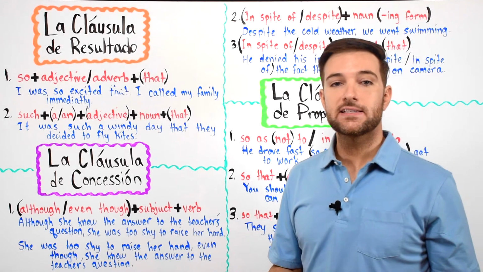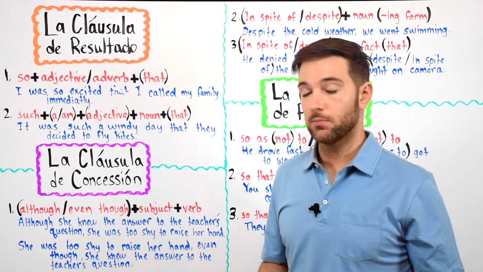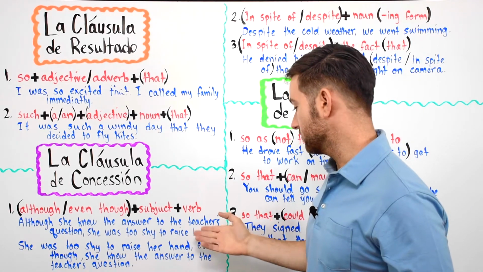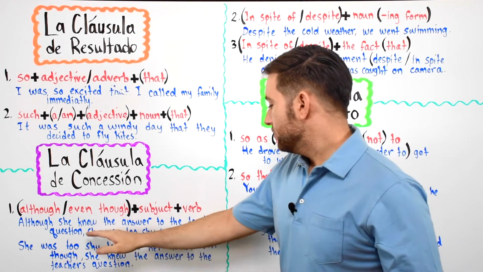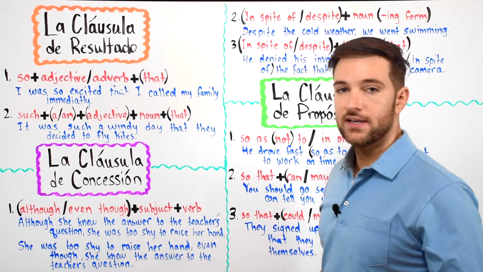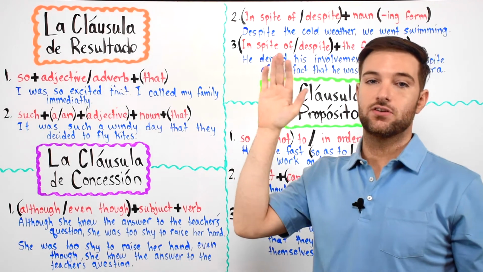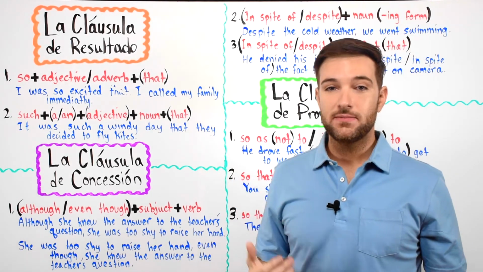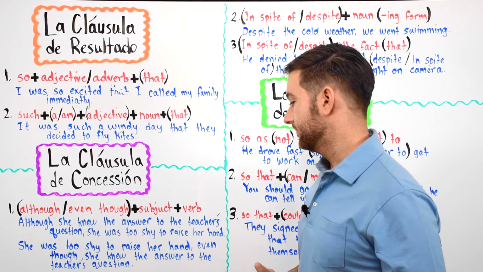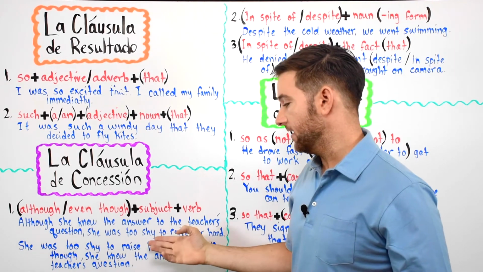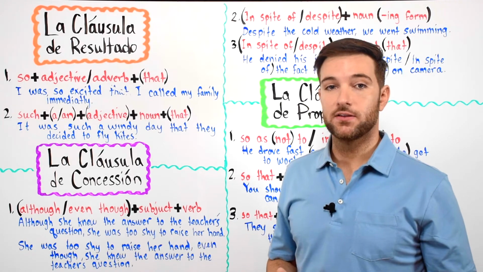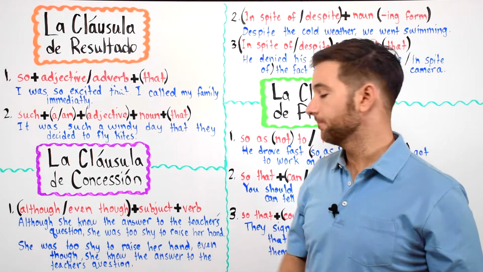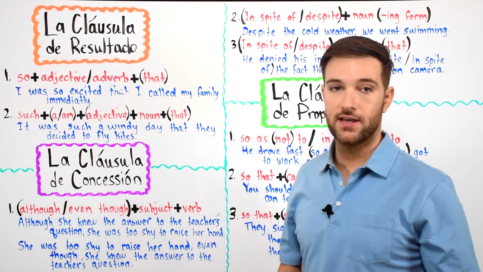So aunque ella sabía la respuesta a la pregunta del profesor, of the professor or the teacher, she was too shy to raise her hand. Okay, so era demasiado tímida. Tímida is like shy in this case, para levantar su mano. To raise her hand. She was too shy to raise her hand.